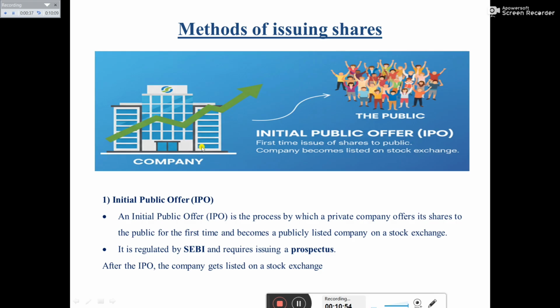ಒಂದು ಪ್ರೈವೇಟ್ ಕಂಪನಿ ಫಸ್ಟ್ ಟೈಮ್ ಪಬ್ಲಿಕ್ಕಿಗೆ ಶೇರ್ನ ಇಶ್ಯೂ ಮಾಡಿ ಅದು ಪಬ್ಲಿಕ್ ಲಿಮಿಟೆಡ್ ಕಂಪನಿ ಆಗಿ ಶೇರ್ ಮಾರ್ಕೆಟಲ್ಲಿ ಲಿಸ್ಟ್ ಮಾಡೋ ಉದ್ದೇಶದಿಂದ, ಸೊ ದೇ ಗೋಯಿಂಗ್ ಟು ಇಶ್ಯೂ ದ ಶೇರ್ ಅಂತ. This is regulated by the Securities and Exchange Board of India. Once it becomes a public listed company, it has to issue the prospectus. This is one of the methods of issuing shares.